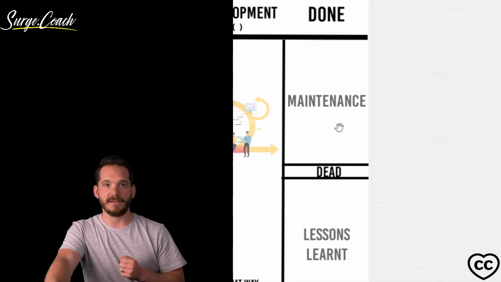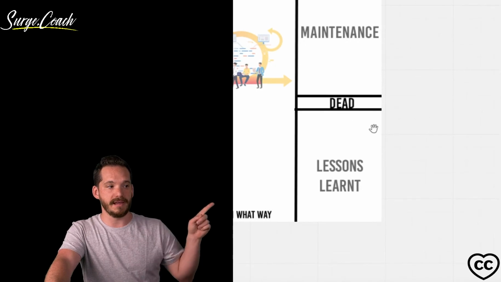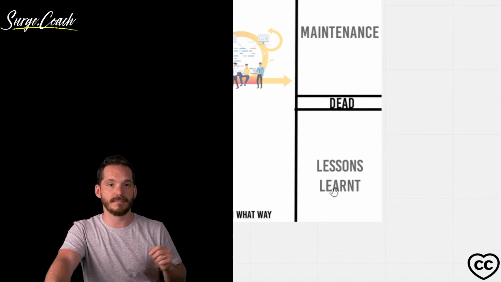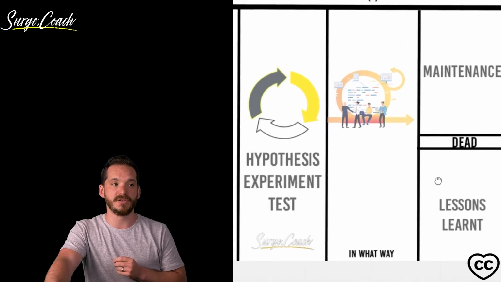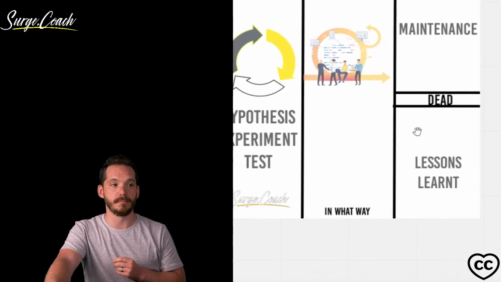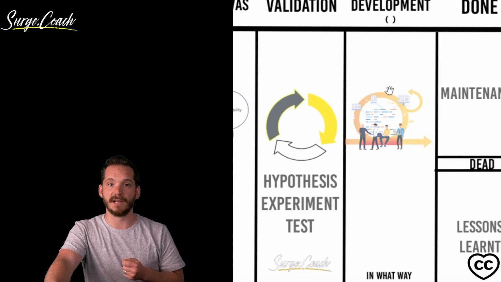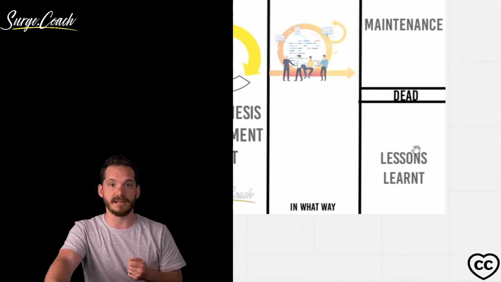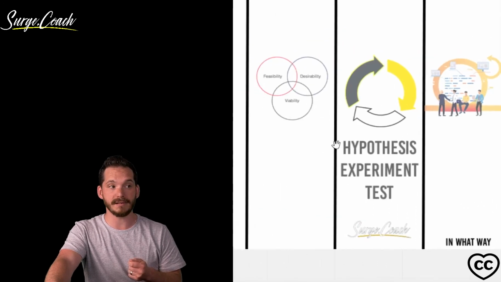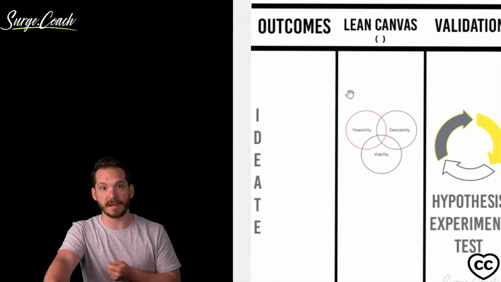We don't throw away anything. At any point, we could have dead items. We've got to learn some lessons. So you may find that you go into lean canvas and it's not feasible. Put it in the dead column. Learn from it, inspect and adapt. You may get all the way to the development phase and you completely missed something. It's now dead. It can be pulled back into outcomes and the lessons learned will go through again.